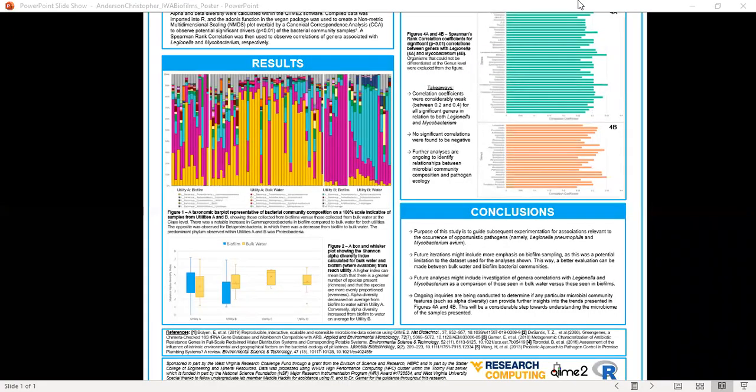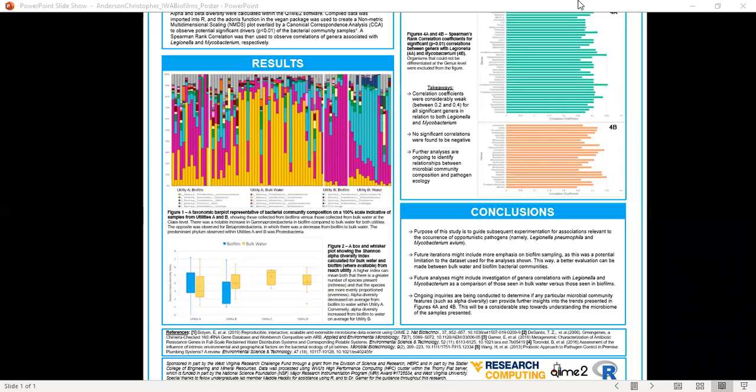But of the 4 utilities that were sampled, the 4 drinking water systems that were sampled, only utilities A and B, as you can see in figure 2, were sampled for biofilms. Now, in this taxonomic bar plot, the most notable observed phylum was Proteobacteria for both utilities A and B. This is not necessarily of concern, but it could be, considering that Legionella pneumophila is actually part of the phylum known as Proteobacteria.